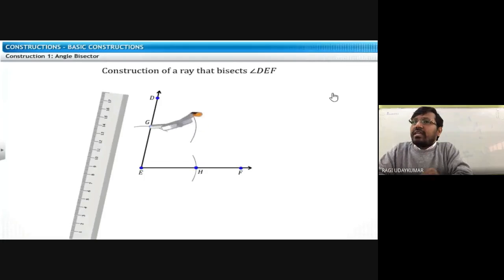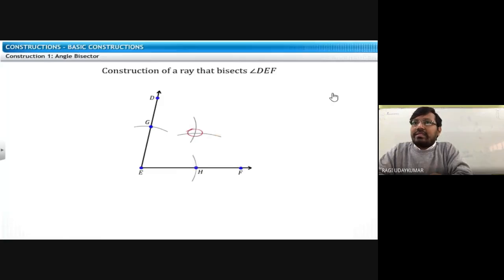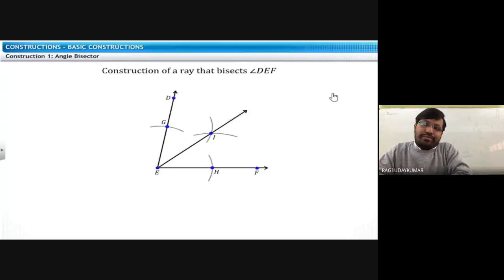And G as a center, with the same radius, change नहीं करना है. Arc means पहले कितना ले लिया है उतना radius लेना है. And H as a center, draw the two arcs like this. The intersection point of the two arcs you consider as I. And from E to I, draw a line. And this line is the bisector of the angle DEF.